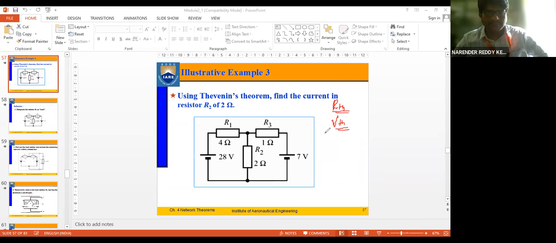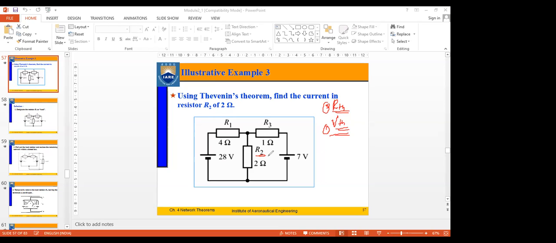Let me assign this as V1, 1 and 2. So how do you find the value of VTH? What should be done first? Remove RL, right? Yes, sir. First we have to remove RL.